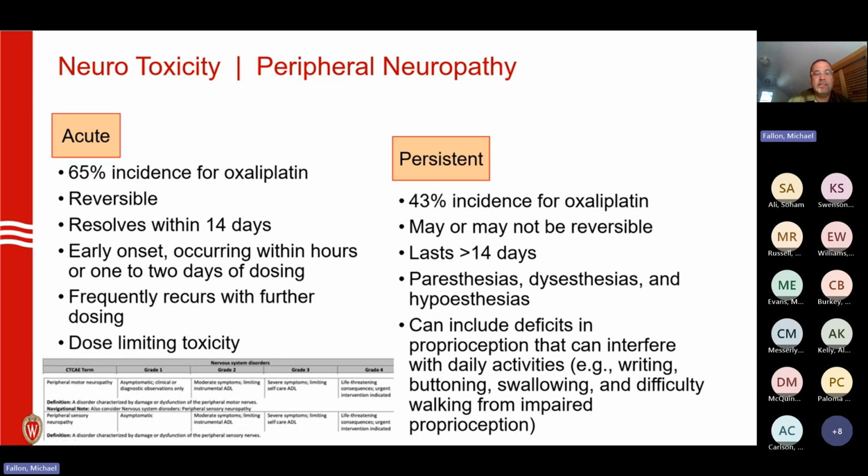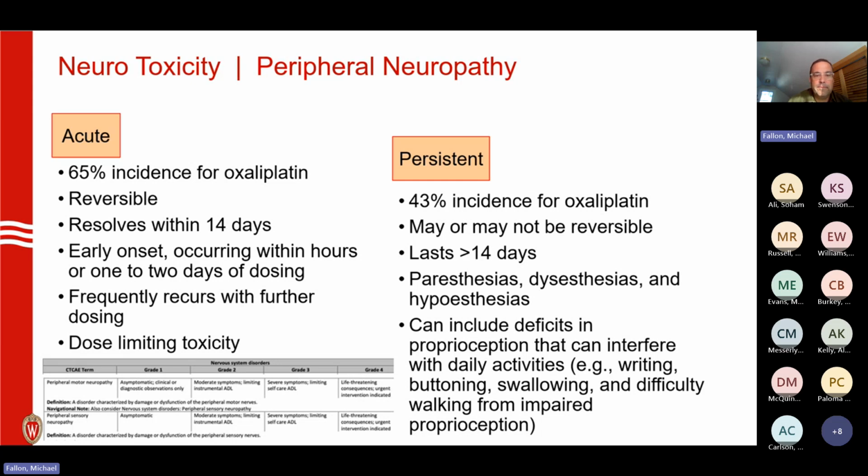It almost always comes back, and often it's worse with subsequent cycles. So it might get better resolved by day 9 the first cycle, then day 10, day 11, and it can be a dose-limiting toxicity. If people cannot put on clothes or open jars or brush their teeth because of severe neuropathy, it really is a challenge. Then persistent, which may not be reversible, people have this the rest of their life.